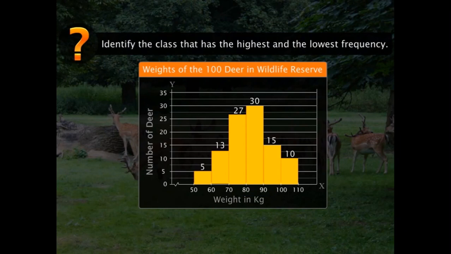To find the class that has the lowest frequency, look for the shortest bar. Notice that the class 50 to 60 has the shortest bar. This means that according to the study, the number of deer weighing between 50 to 60 kilograms is the lowest.